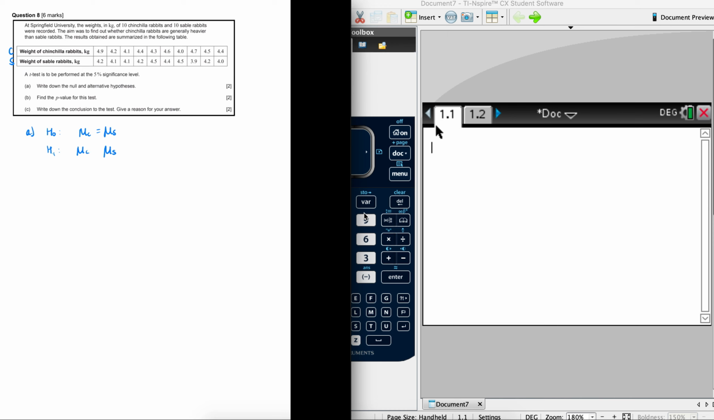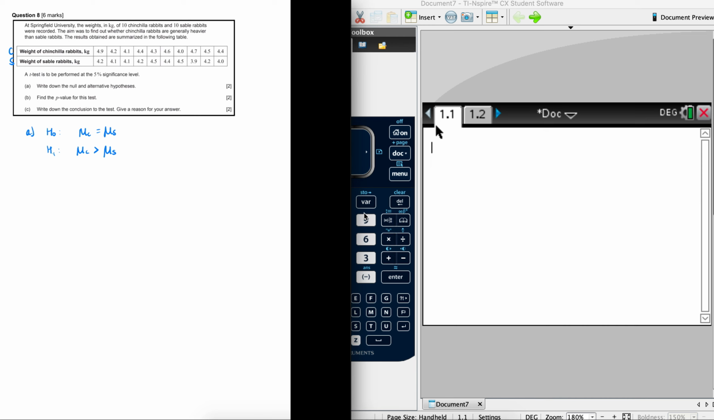And we need to decide, is one bigger than the other, or are they just not equal? So in the question, it says that the aim was to find out whether the chinchilla are heavier than the sable. So that means that our alternative is that the chinchilla are heavier than the sable. Okay, so C is bigger than S.